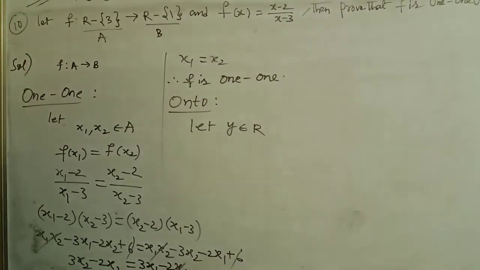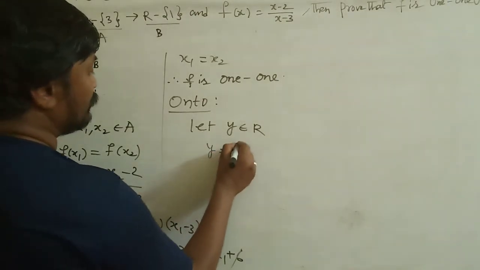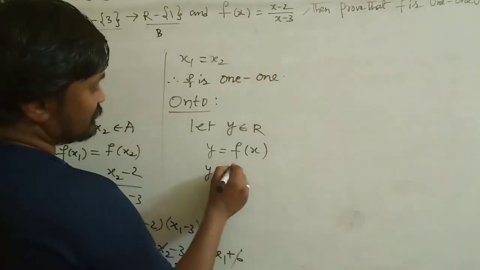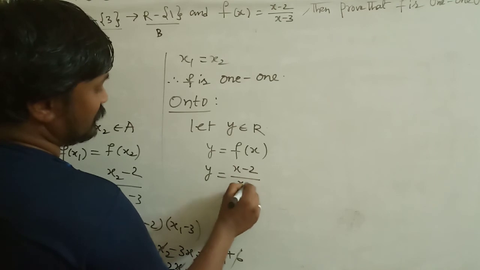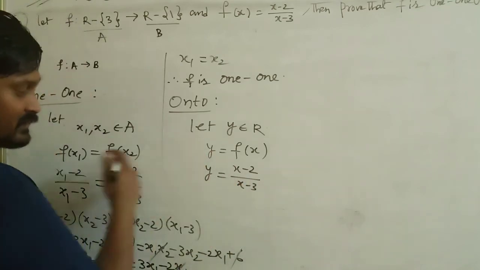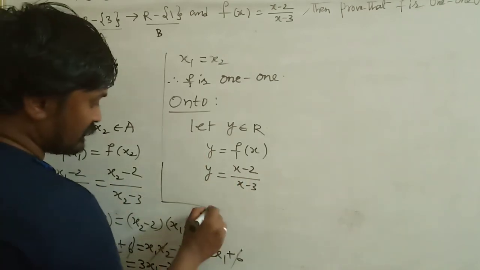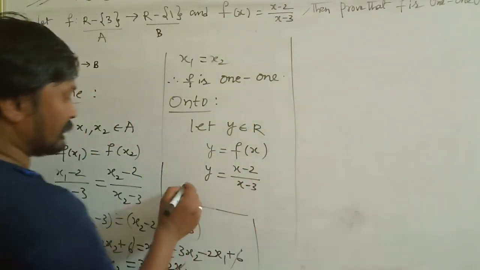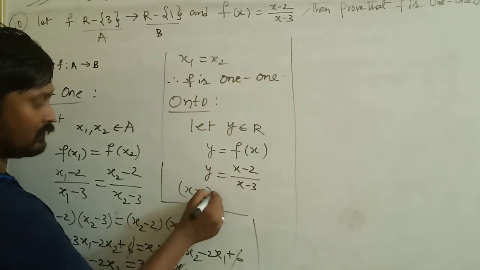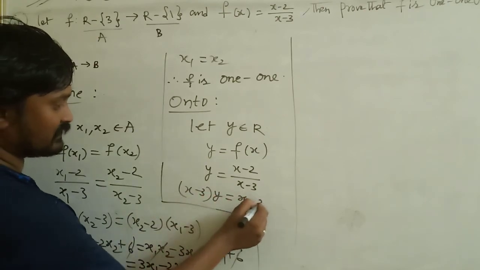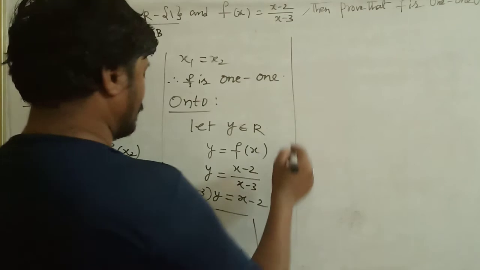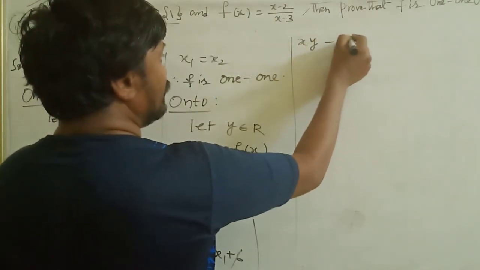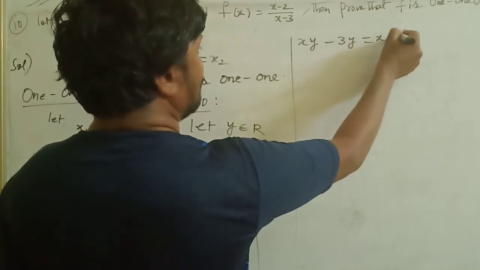Now y is equal to f(x), right? What is f(x) here? (x - 2)/(x - 3). Now just cross multiplication, then solve it. So let me do that. (x - 3) into y is equal to x - 2. Then multiply this, what do you get? y into x is xy, minus 3 into y is 3y, equal to x - 2.